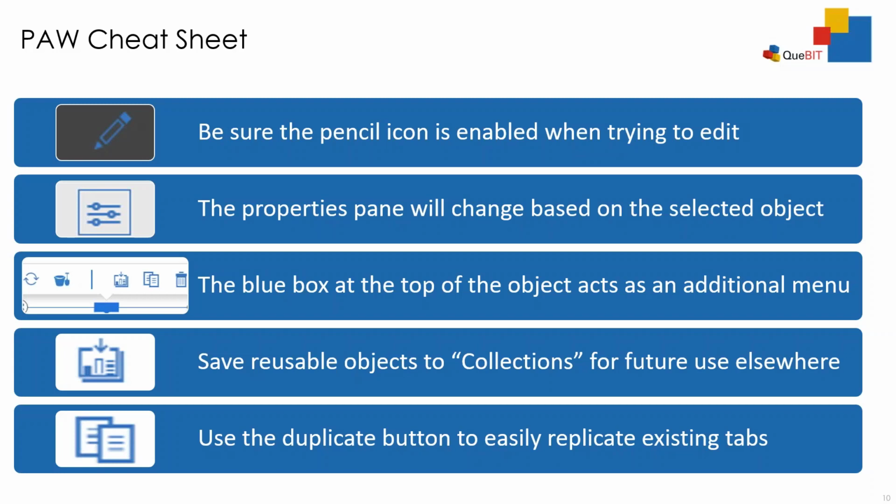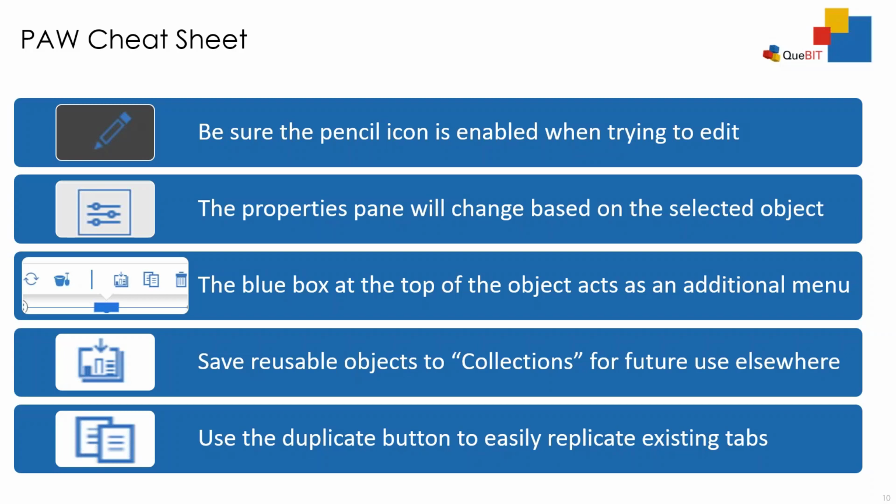The thing I find most useful is save reusable objects to collections. So when you click on that blue box, say you have an object you want that's reusable, you can easily just add it to your collections, and then it can be found in your collections library, which is located on the top right portion of your PAW when you're in edit mode. This is perfect for things that you want to just kind of add everywhere. So that QueBIT logo or your company's logo, you can add it to your collection so you don't have to copy and paste in the web link every time.